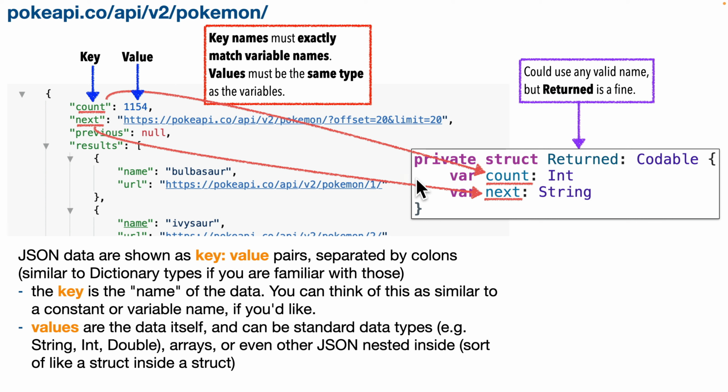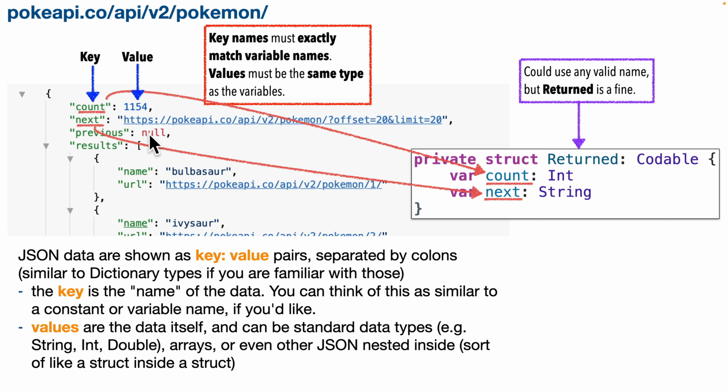So we need a count value that is an int and a next value that's a string, although I'll eventually point out that this string here actually needs to be an optional string. And not to get too far ahead of ourselves, but you see how previous is null here? Well, if I clicked on this, it would go to the previous page of Pokemon.